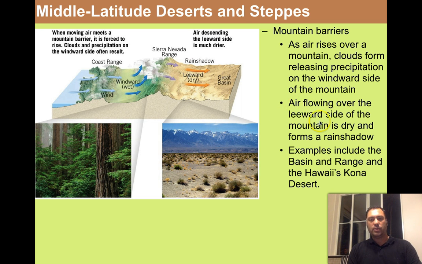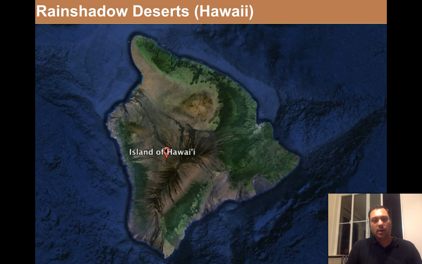Air flowing over the leeward side of the mountain is dry and forms a rain shadow. In other words, the water is rained out right here. You get beautiful rivers that start to come down the mountains on one side, but not necessarily on the other side, right? Leeward means the back end or the back side. Examples include the Basin Range and Hawaii's Kona Desert. So this would be the Big Island of Hawaii here to demonstrate this point.